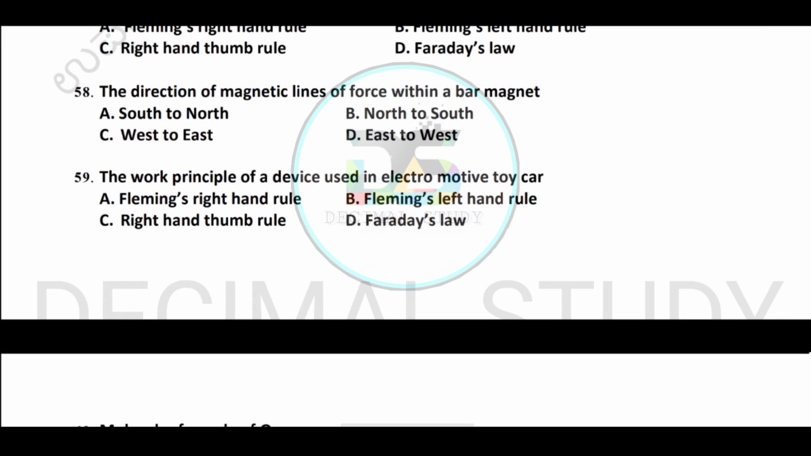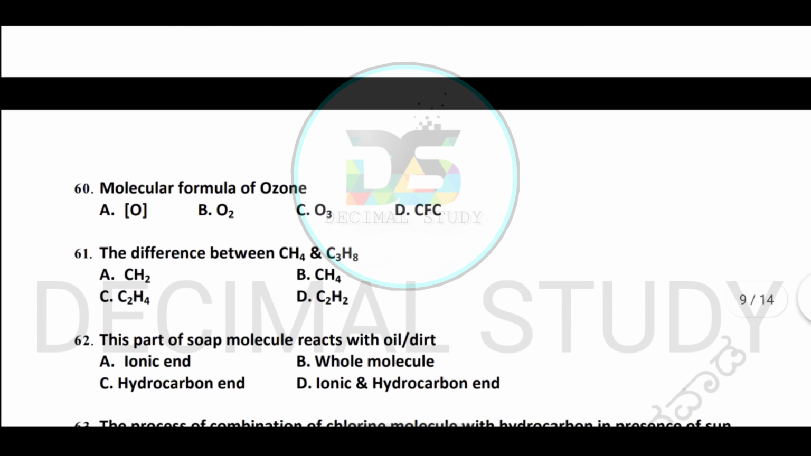Question number 59. The work principle of a device used in an electromotive toy car. Option A, Fleming's right hand rule, option B, Fleming's left hand rule, option C, right hand thumb rule, option D, Faraday's law. The right answer is Fleming's left hand rule.